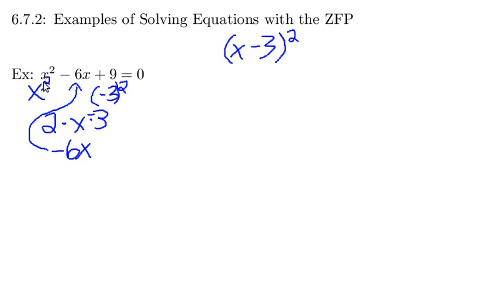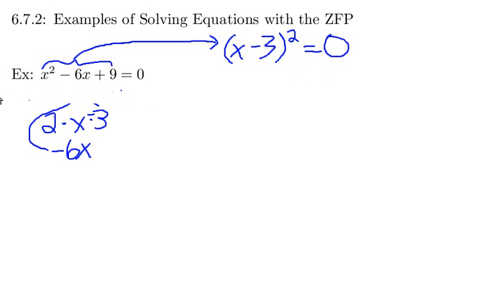So, of course, this is equal to this, which is equal to 0. All I'm doing here is rearranging this side of the equation from x squared minus 6x plus 9 to x minus 3 quantity squared. And that's still equal to 0. Okay, so now let's go ahead and erase this so I can type this part out.